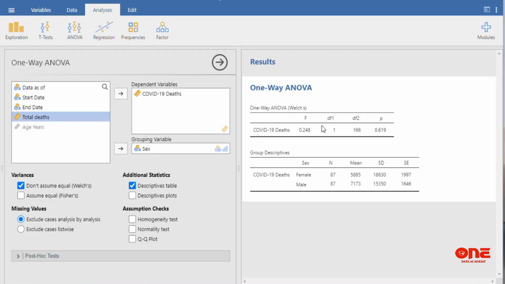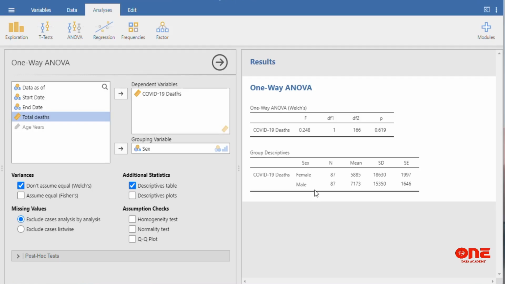Now, the F-statistics, it's relatively low, which is 0.248, it's low. The DF1 is 1, DF2 is 166, and then p-value, which is 0.19. So that tells us that there is no significant difference between the means of COVID-19 death among female and male in the US. So that is the significance of the p-value. There is no significant difference between the two group means.